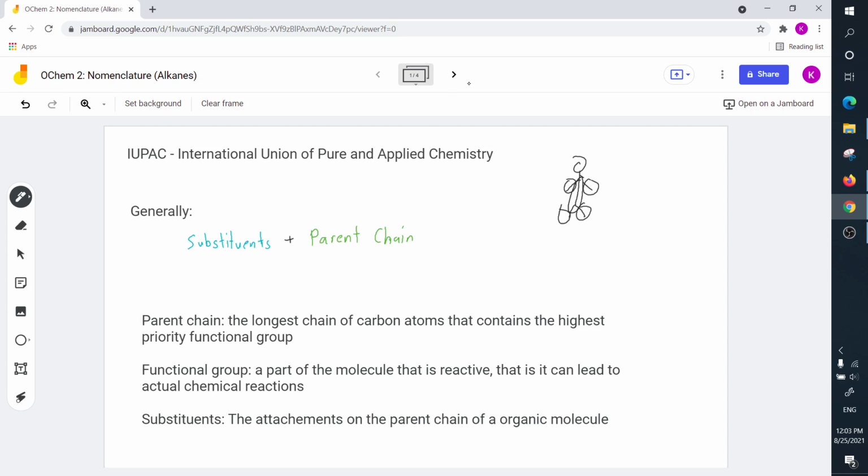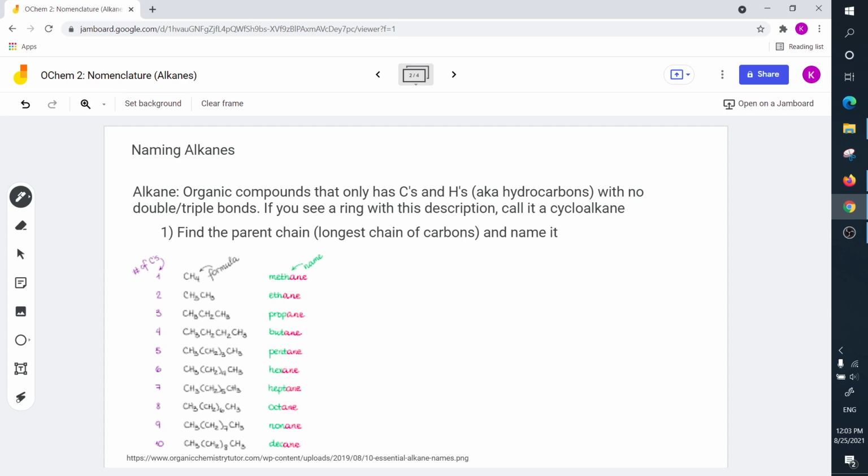All right, now we got that out of the way. Let's move on to actually naming alkanes. What is an alkane? An alkane is an organic compound that only has carbons and hydrogens. That's why we call them hydrocarbons. The important thing here is that it has no functional groups. It just has carbons and hydrogens, and it has no double or triple bonds. If you see a ring with this description, we call it a cycloalkane, something like cyclohexane. But again, let's focus on this in another video.